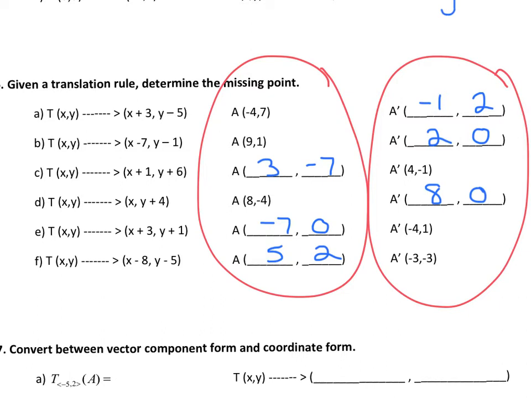And for the final two questions, again, I've landed somewhere. I'm given a rule and I have to work backwards. So if I added 3 to X and I added 1 to Y, and I landed at (4, -1), I must have started at (1, -2). And in the last problem, if I subtracted 8 from X and subtracted 5 from Y, and I landed at (-3, ...), I must have started at (5, 2).